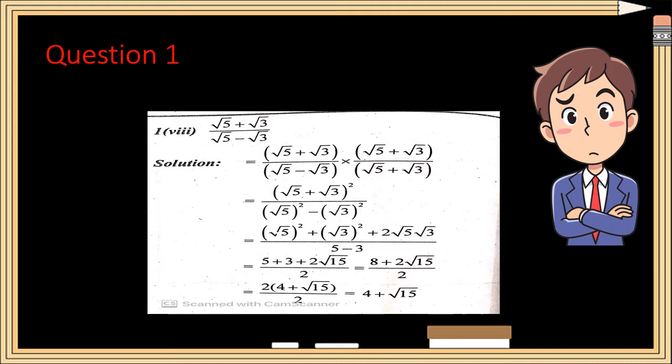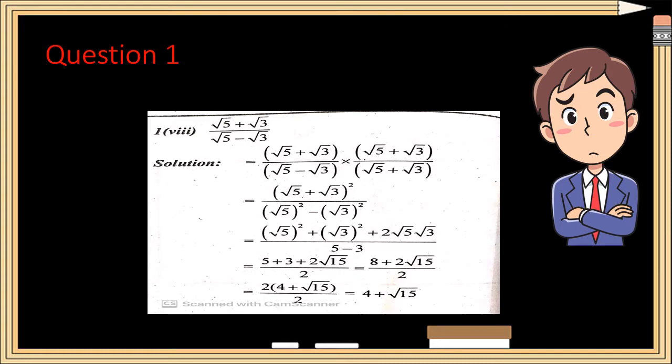Now the terms in the numerator will be squared. So it will give you a plus b whole square, which will be a square plus b square plus 2ab. Similarly in the denominator we have a plus b and a minus b, which will give you a square minus b square. Now you will replace the terms. In the numerator we have a square, which will be under root 5 squared, plus b square under root 3 square, plus 2ab. So square root of 5 multiplied by square root of 3 will give you square root 15.